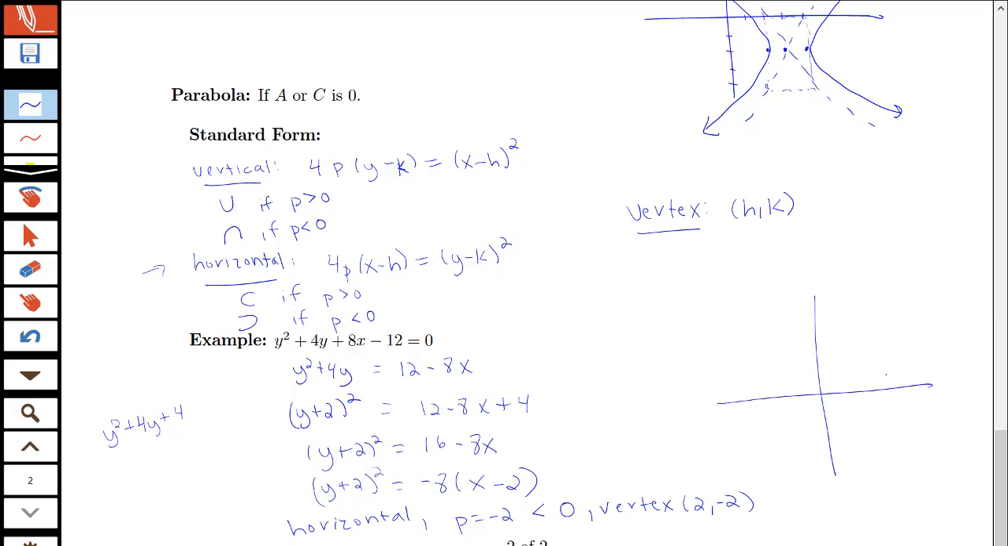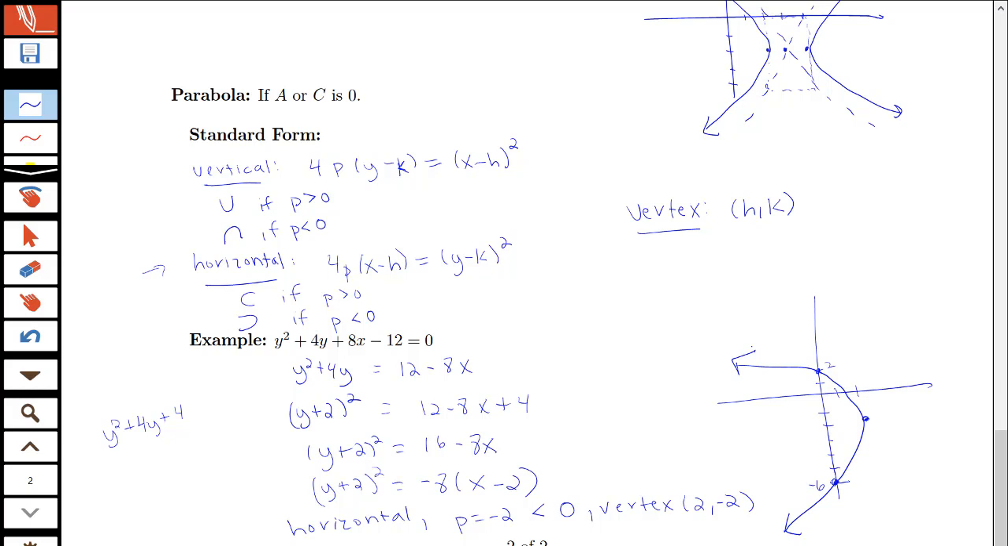Okay, so with that information, we can get a quick sketch. So I have the point 2, negative 2 here. I know it opens to the left. If I wanted to get slightly more information here, I could find where my y-intercepts are. And it turns out that I'll be hitting negative 6 and 2 when x is equal to 0. Okay, so that just gives me 2 points to plug in here. So it looks like our parabola is going to look like this.